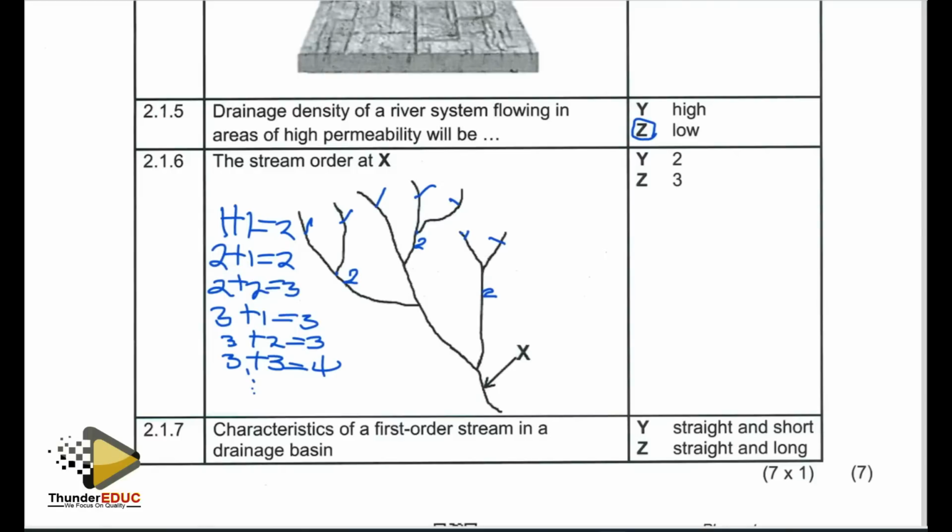Let's go back to this confluence here. This is number 2 plus number 1. The order does not change. It's still number 2. Then we go on to number 2 plus number 2 in this instance. We move on to the next order, which means after this confluence we have stream order number 3. Stream number 3 plus number 2, the order does not change. It remains 3 after this confluence. So the correct response here is Z. That is the correct order for that particular point X in that drainage basin.